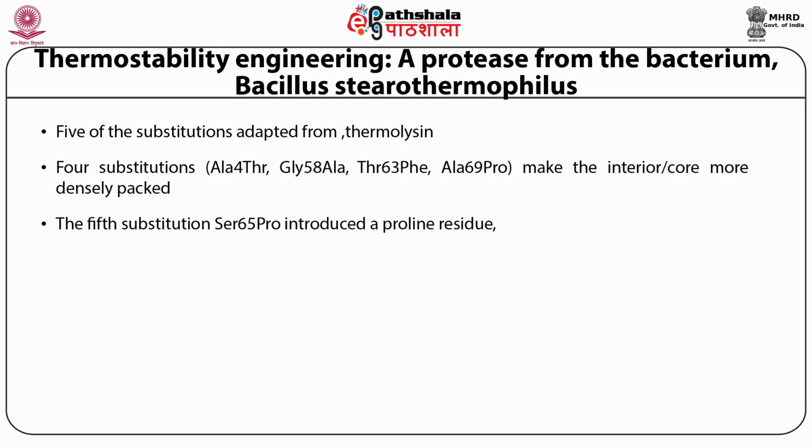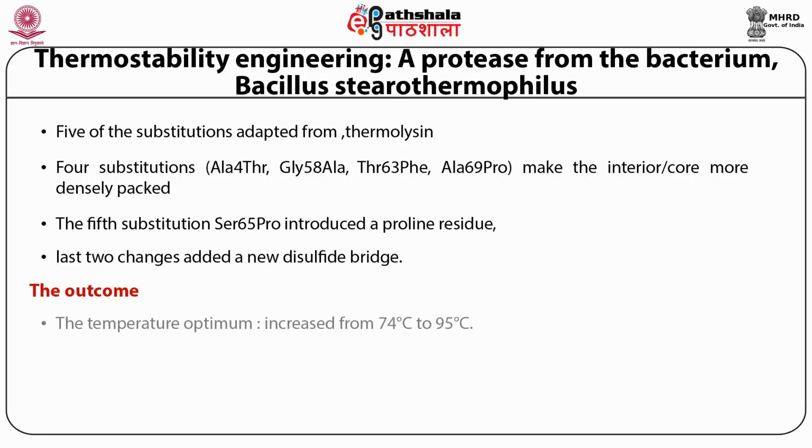Now, there was another modification done at residue 65: the serine was substituted for proline. As we have seen in an earlier slide, the introduction of proline into the structure of a protein results in its thermostability. And the last 2 changes in that protein were that a new disulfide bridge was introduced by the introduction of 2 cysteine amino acids. By doing these changes at the genetic level, the protease, which was already thermostable, was reported to show an increase in its temperature optimum from 74 degrees Celsius to 95 degrees Celsius.